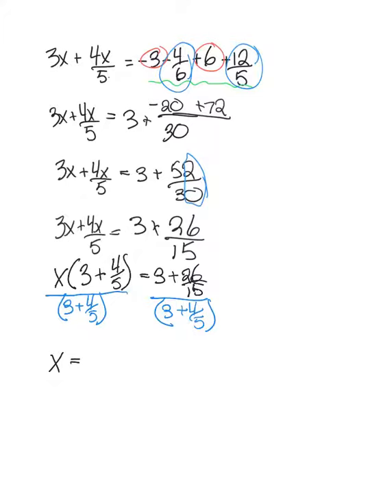So therefore we have x equals 3 plus 26/15 all over 3 plus 4/5. And don't get confused here. It is not possible to cancel out the 3's. You have to simplify the top and the bottom of this expression in order to find out the proper number.